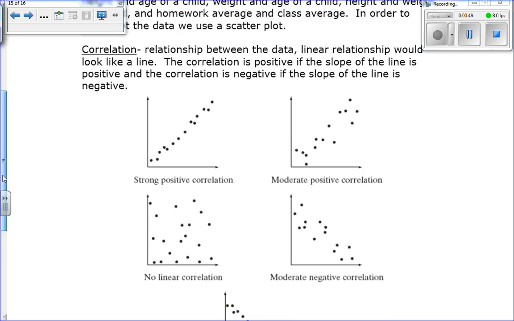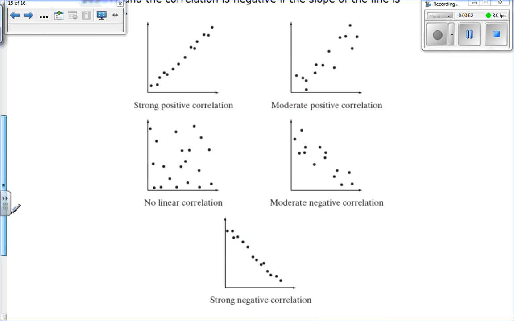So what we have here are 5 different examples of types of correlation. Up here we have a strong positive correlation. When you plot the data, it looks like it's almost in a line. We have a moderate positive correlation where you can kind of see that we are going to have a line and they're pretty close, but they're not exactly all the same. No linear correlation means there's a bunch of points just plotted all over the place. A moderate negative correlation looks like it's kind of going to be a negative line, and a strong negative correlation looks pretty much like a line.